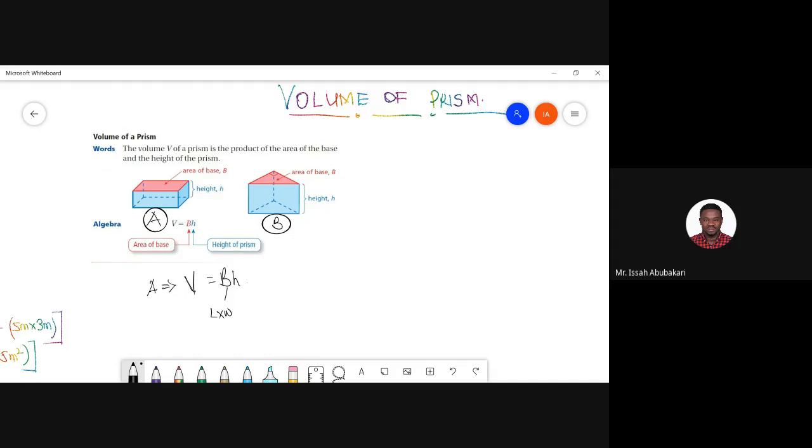And at the end, if you want to find the volume, we can draw a conclusion that the volume of figure A is equal to length times width times what? Height. And this will give us the volume.